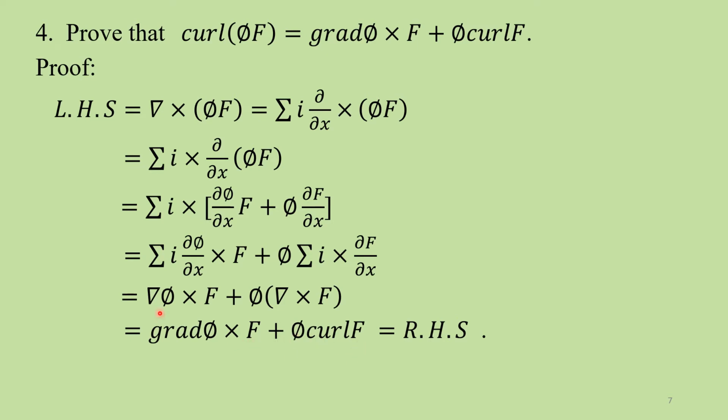So the divergence of phi f is grad phi dot f plus phi times divergence f, and curl of phi f is grad phi cross f plus phi times curl f.